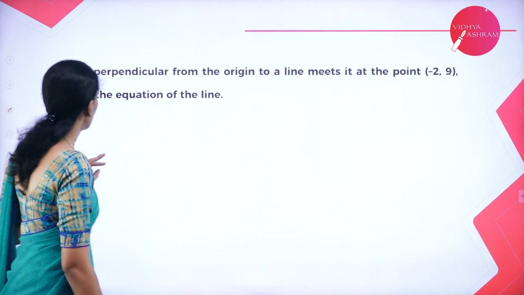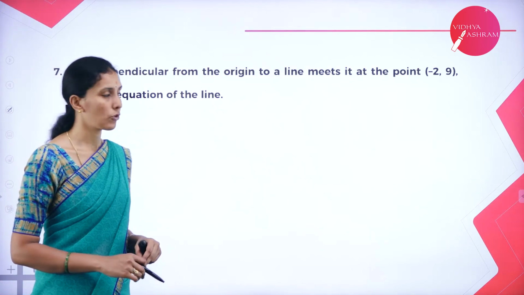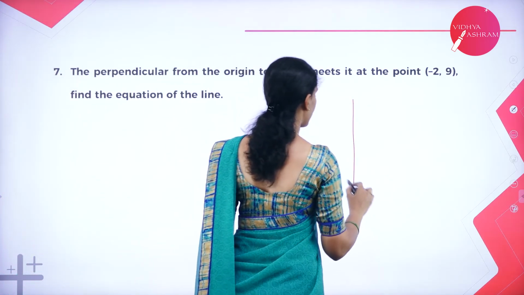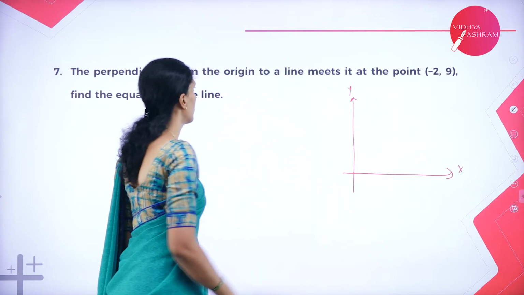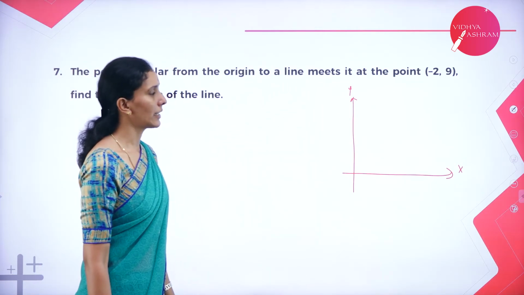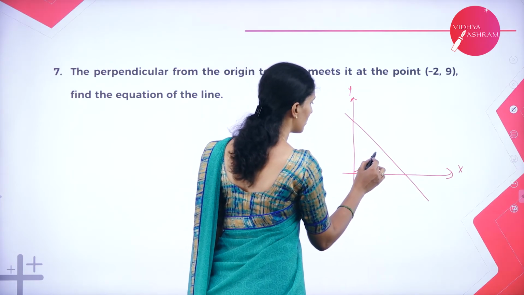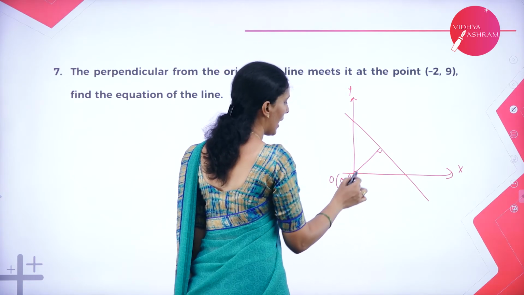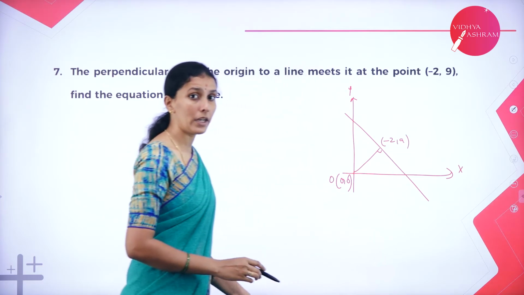Next question. The perpendicular from the origin to a line meets it at the point minus 2, 9. Find the equation of the line. So we have the x and y axes, and we have a line here. This is your origin point 0, 0, and the perpendicular is meeting this line at the point minus 2, 9, and they are perpendicular to each other.